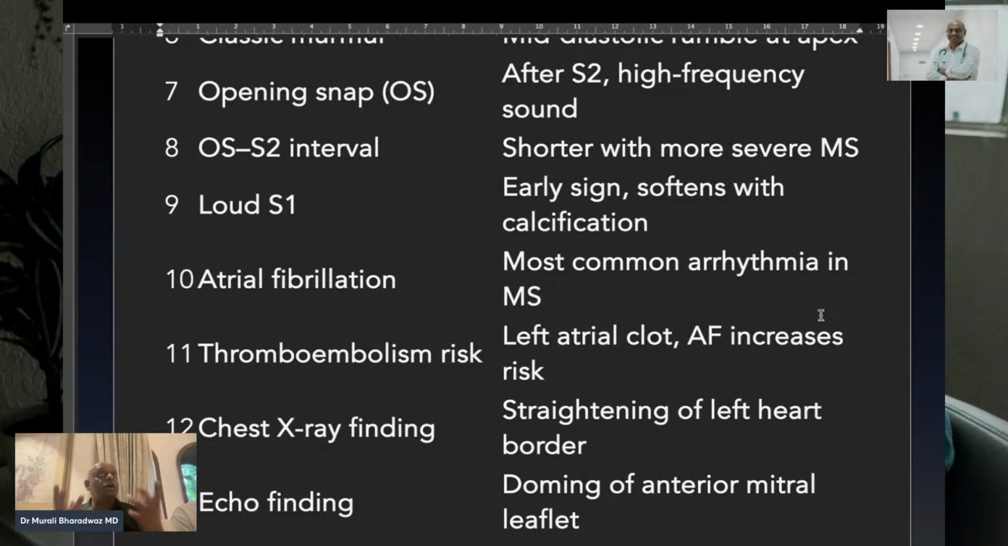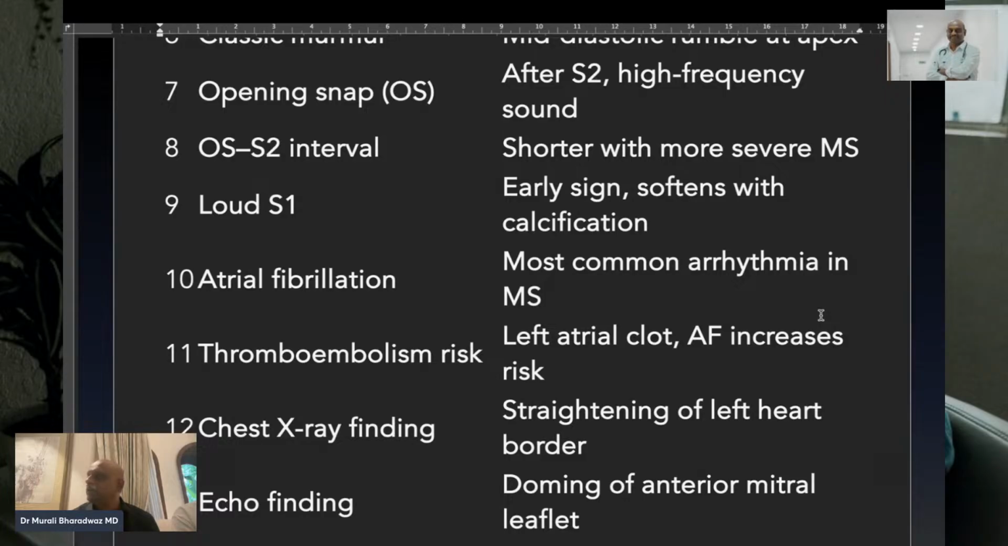Now, if there is a loud first heart sound, it is a very early sign of mitral stenosis. To start with, it is a loud S1. All the stenoses will be loud, sir, necessarily, except pulmonic stenosis. Pulmonic stenosis is soft. Aortic stenosis and mitral stenosis are loud. The left-sided ones are loud.